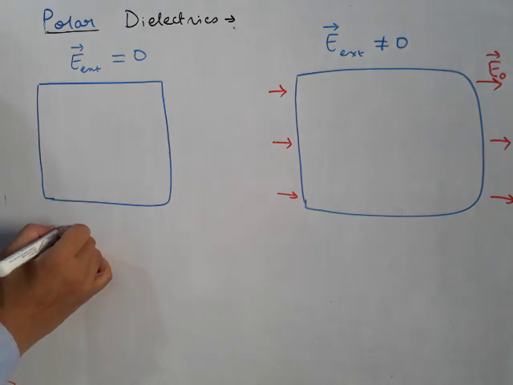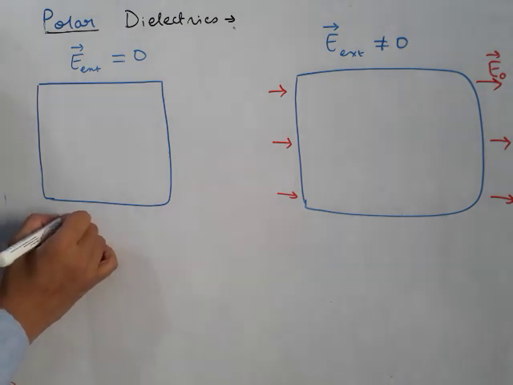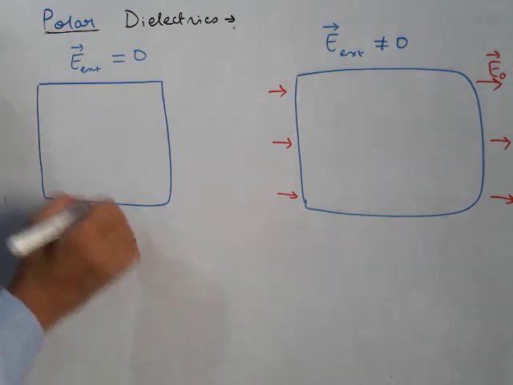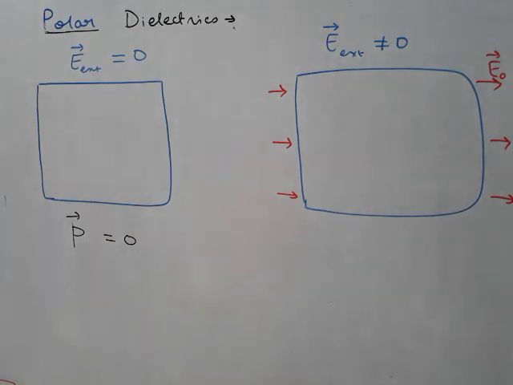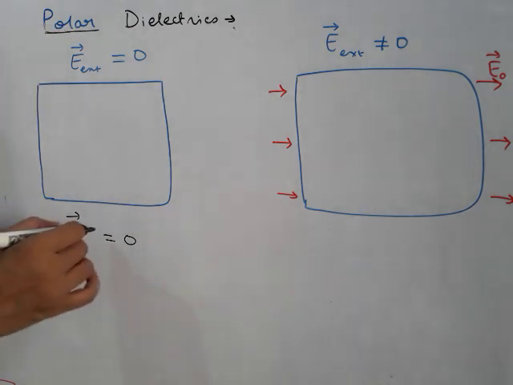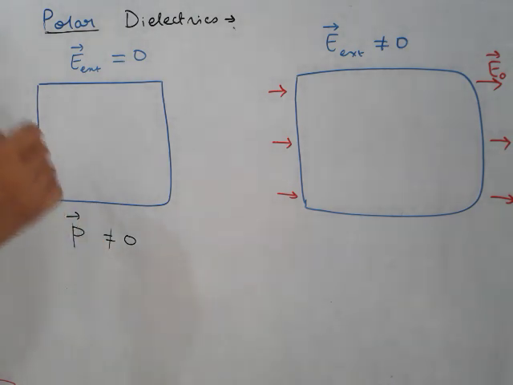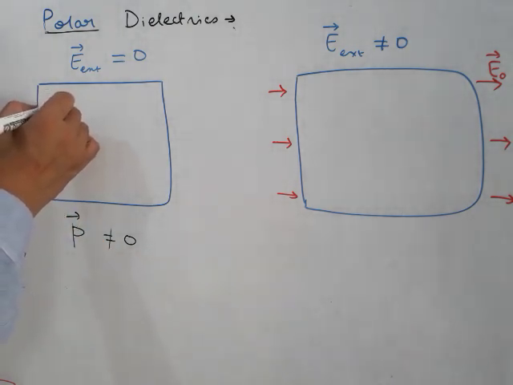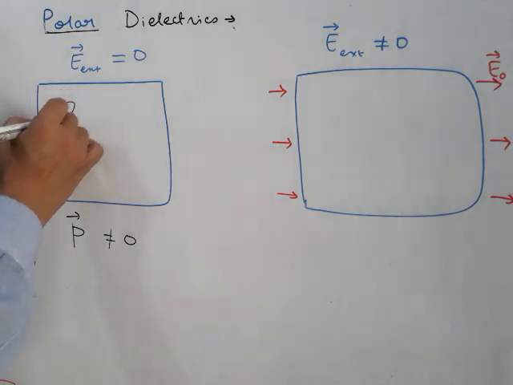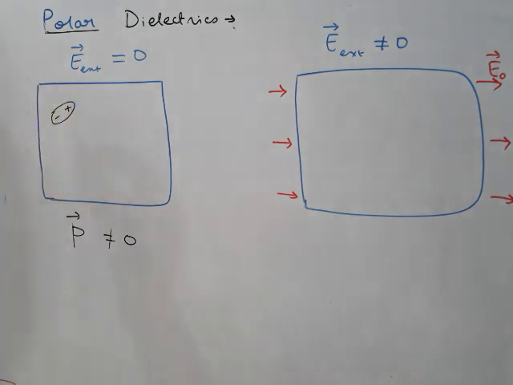The net dipole moment, which we write as p vector, was zero in case of non-polar dielectrics. Now you might think in case of polar dielectrics, the net dipole moment must not be zero, because they are polar molecules. Polar molecules we have represented like so, minus plus.